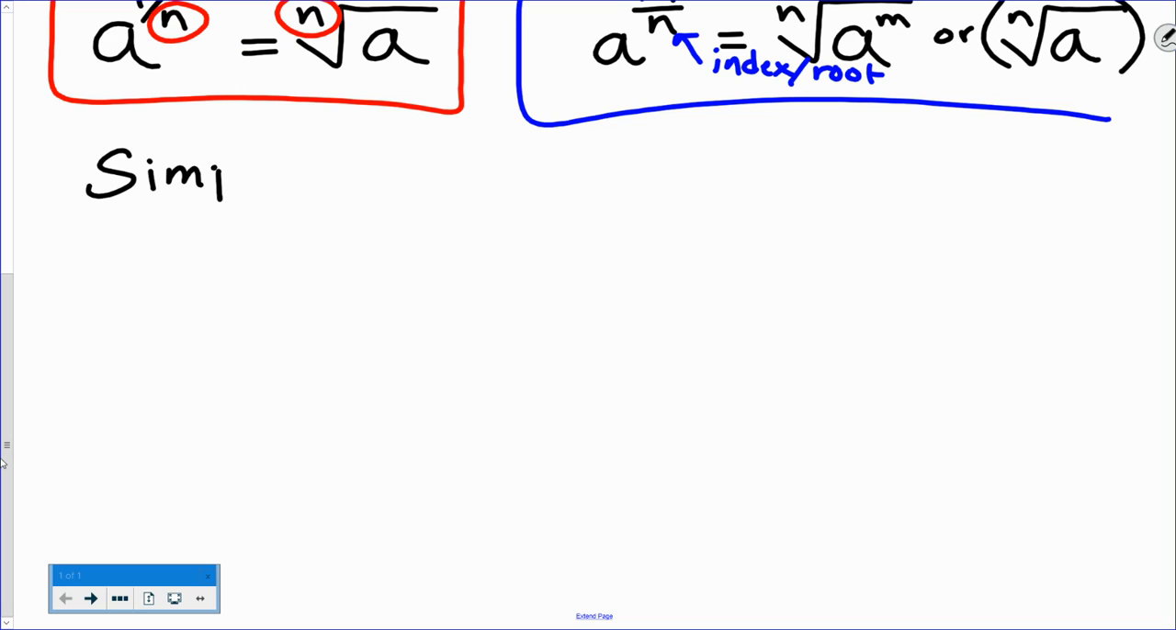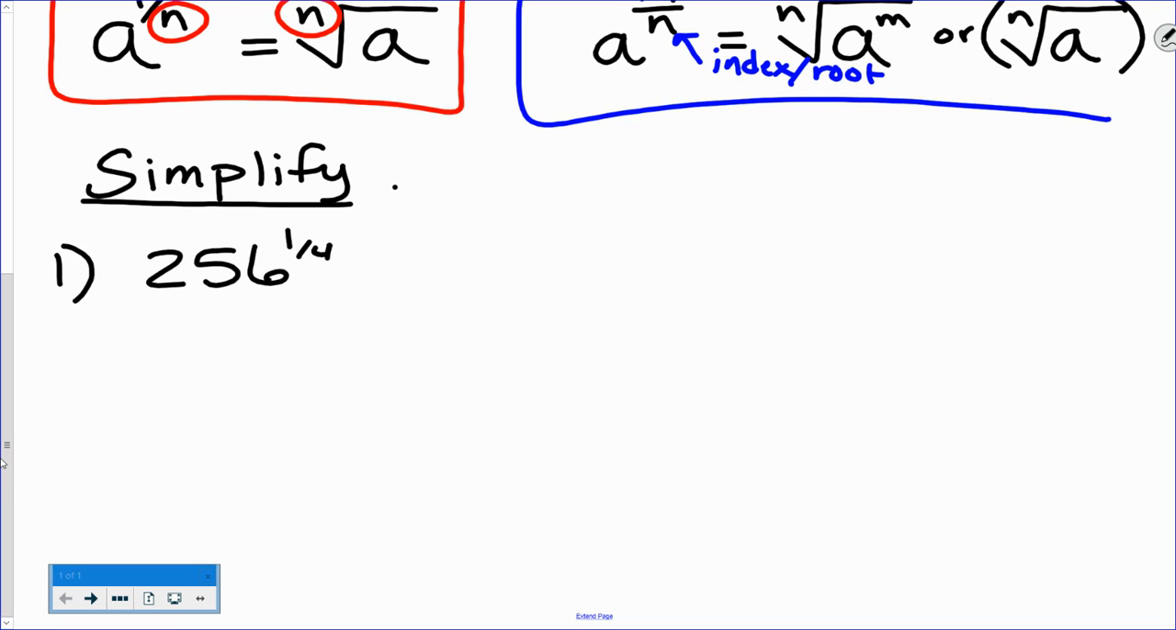All right, so here's some examples. We might have to do some simplifying, like 256 to the 1/4 power. My denominator is a 4, so that means this can be rewritten as the fourth root of 256. If you know that one in your head just from practicing problems that we've been working on, you might know that is 4.